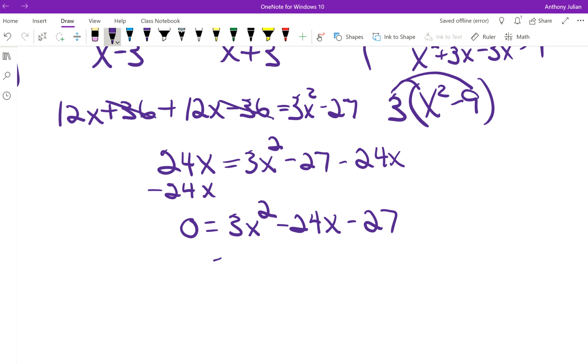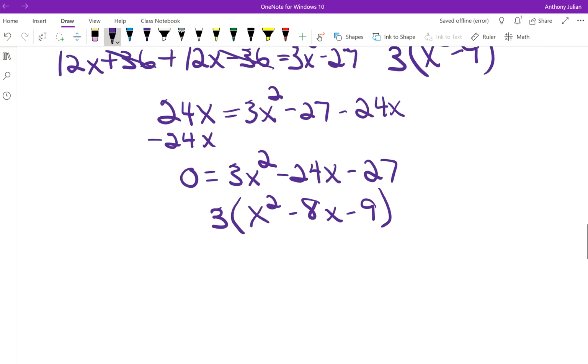So let's factor out a 3 here. And what's left is x squared minus 8x minus 9. See if I can keep going here. And, you know, it's equal to 0. And I just want to factor this trinomial here. So that's the easy one. And I've got it equal to 0.